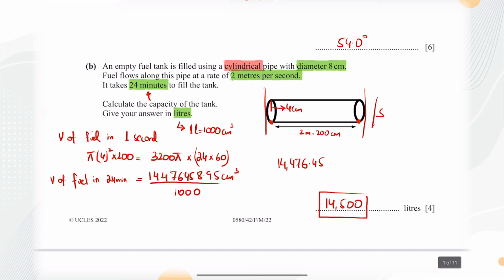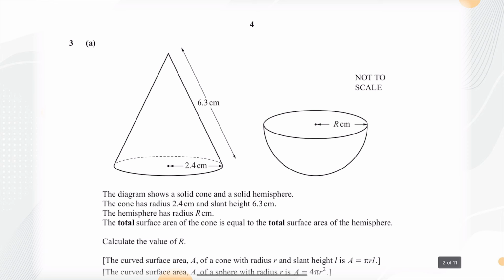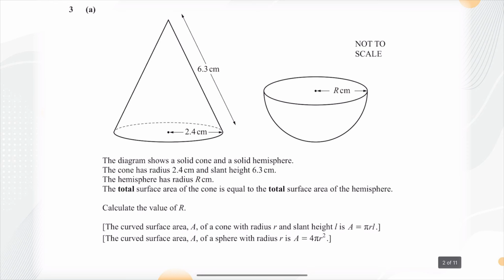All right, now let's do another question. So here's a question. Let me share it with you guys. Here it is. Let's see what it says. It says the diagram shows a solid cone and a solid hemisphere. So let's highlight that. Solid cone and a solid hemisphere. The cone has a radius of 2.4 centimeter and slant height 6.3 centimeter. The hemisphere has radius r centimeter. The total surface area of the cone is equal to the total surface area of the hemisphere. Okay, calculate the value of r.